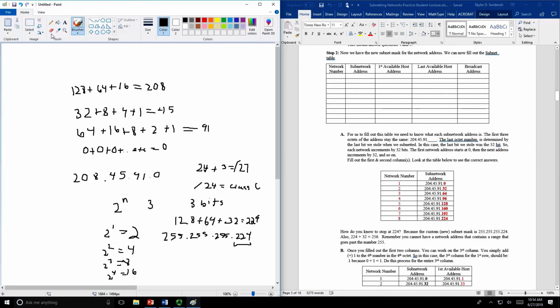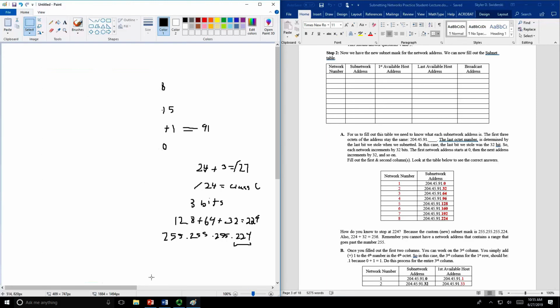Now, since we have the subnet mask, the network address, the prefix notation, and the number of networks that we're going to be creating, we can now work on the subnetting part, the IP table specifically. In the first part of the IP table, we're going to be working on the first and second columns. In the first column, since we're creating 8 networks, number it accordingly up to 8, because that is the number of networks we will be creating.